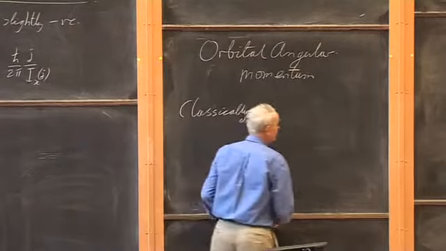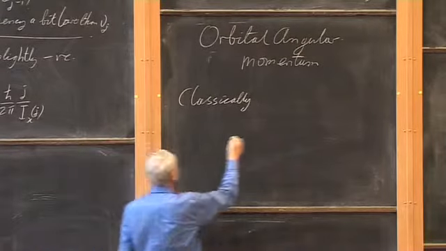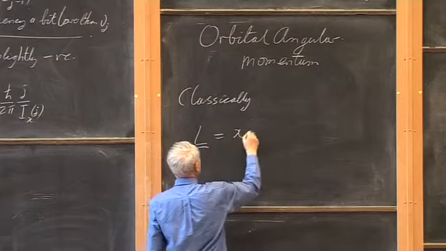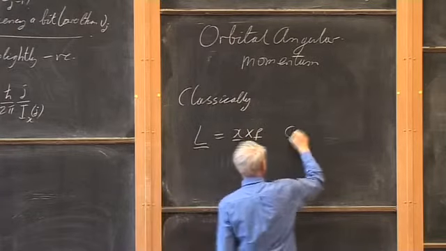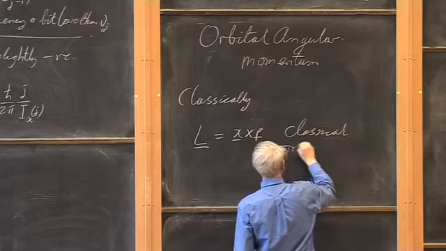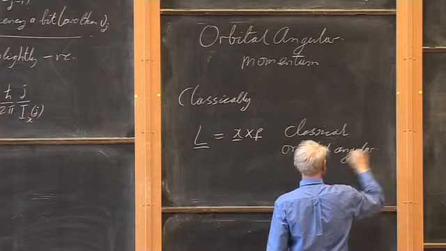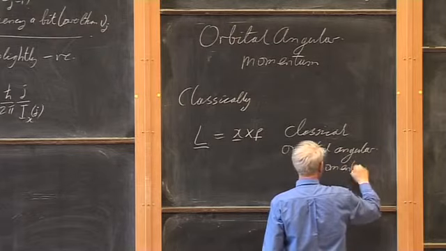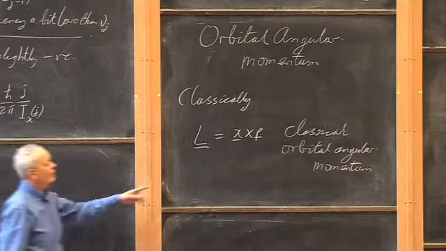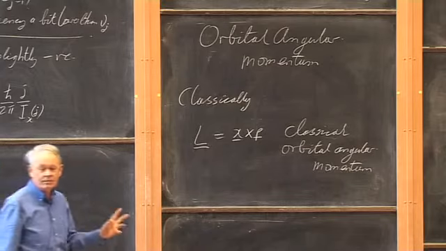So in classical physics, we have orbital angular momentum, which is given by L equals x cross p. So this is classical orbital angular momentum. It describes the angular momentum of the Earth about the center of the sun by virtue of the motion of the Earth around the center of the sun, where p is the momentum of the Earth in a frame of reference in which the sun is stationary.